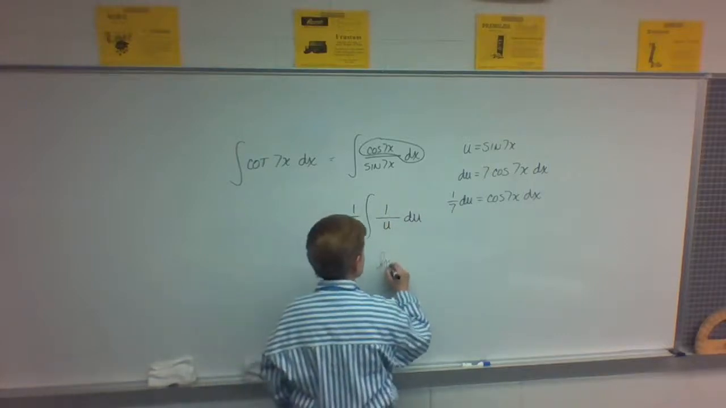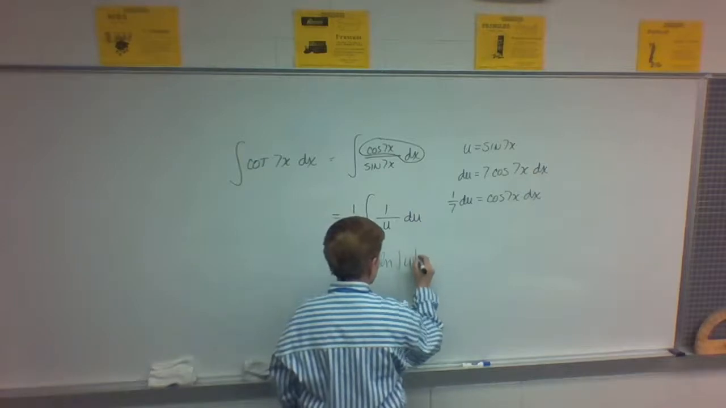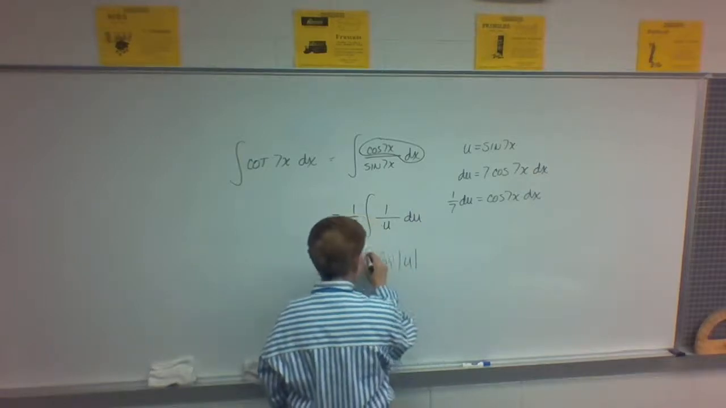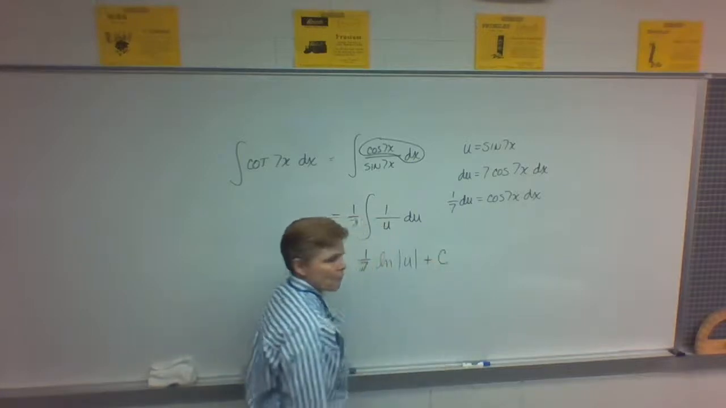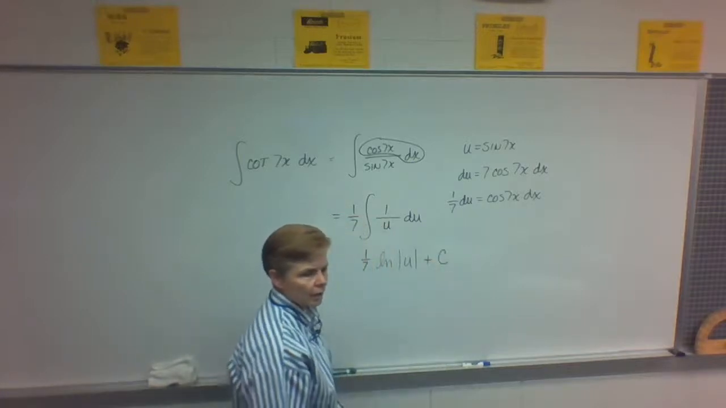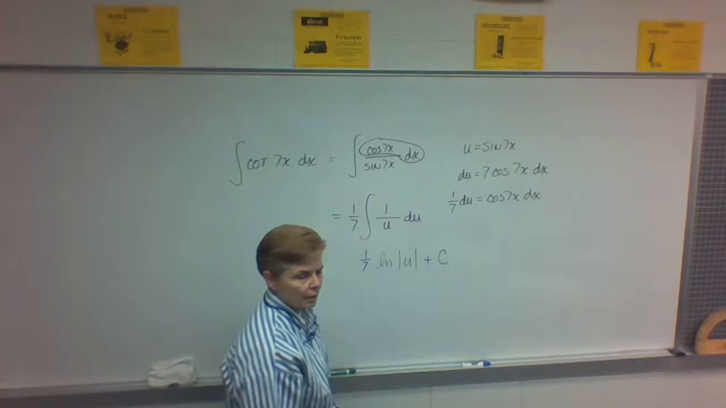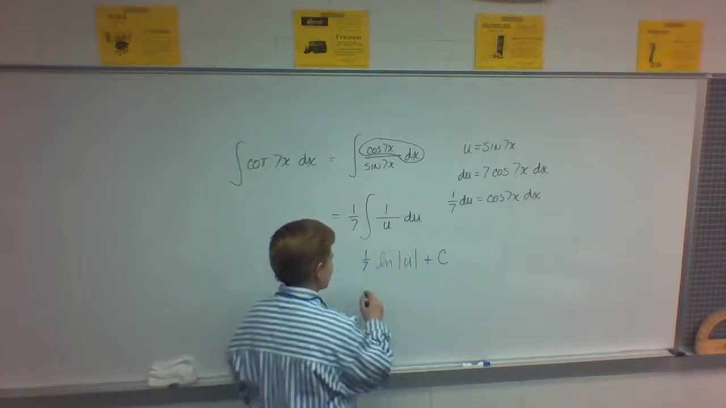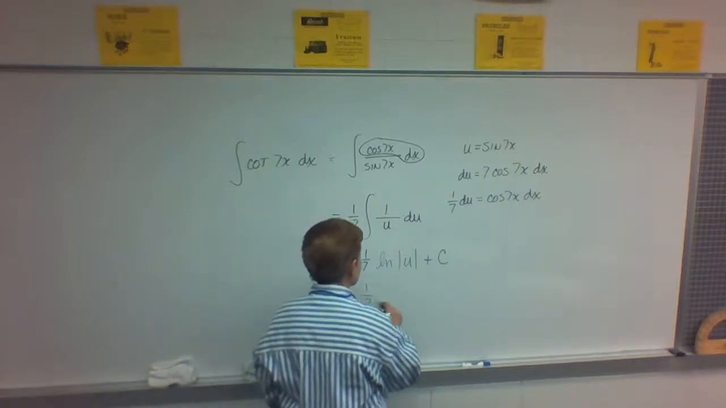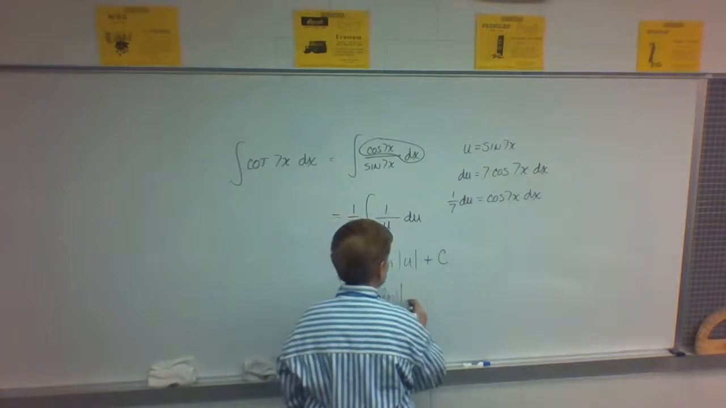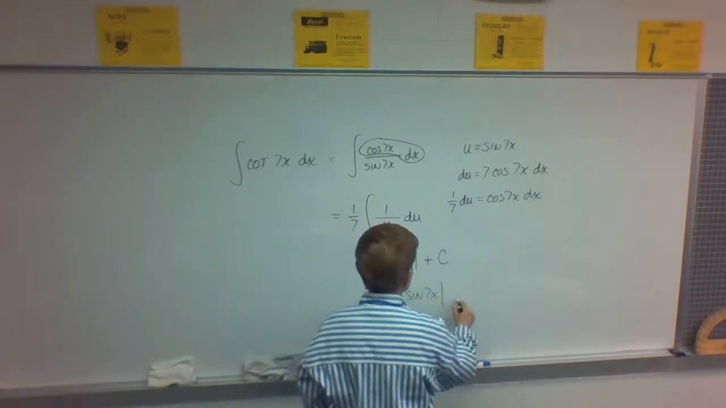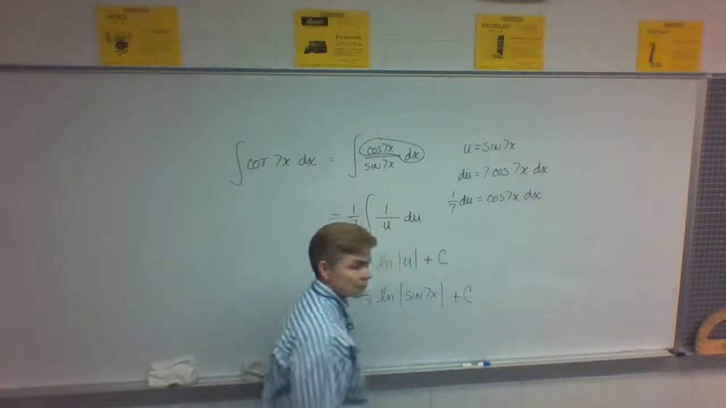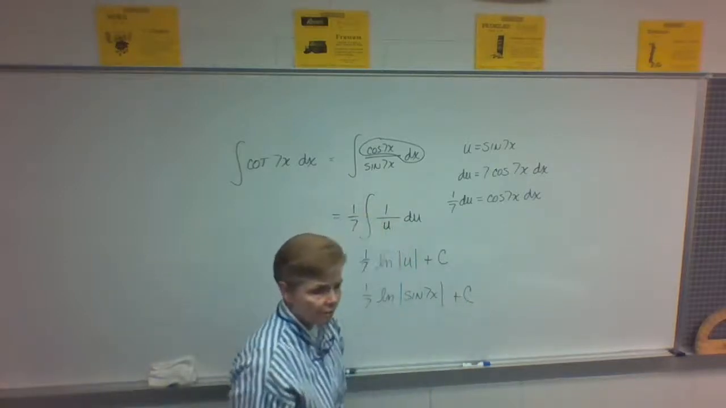The antiderivative of 1/u is what? Log u. There's a 1/7 out here, plus c. So 1/7 natural log of sine 7x plus c is the antiderivative of that.